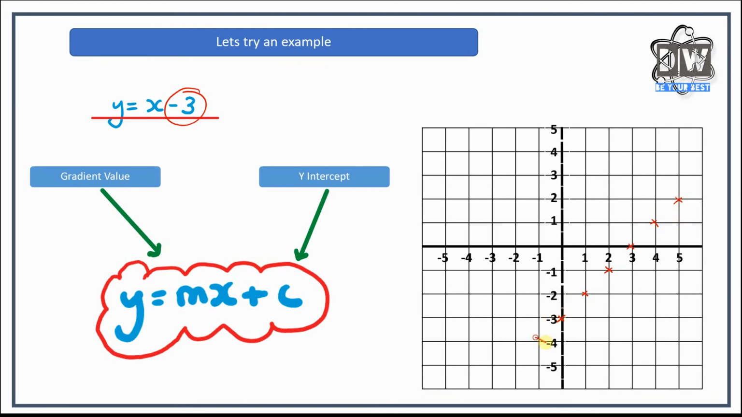Out 1, down 1. Out 1, down 1. And you can see how I've done that. Our gradient value was 1, so it's out 1, up 1. And there we go.